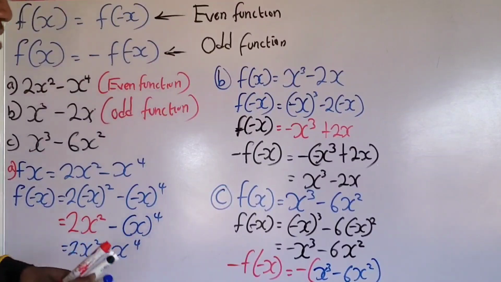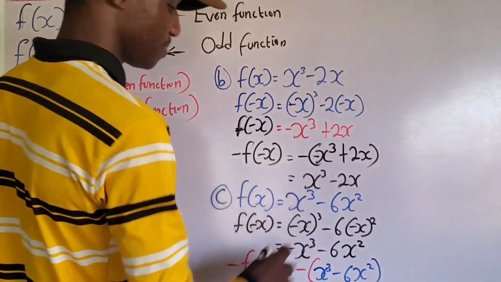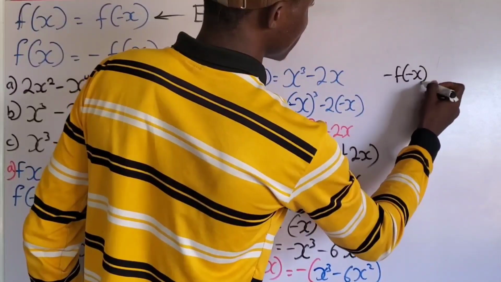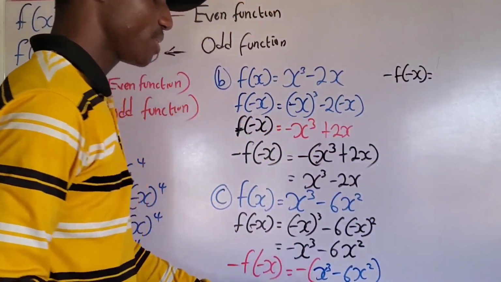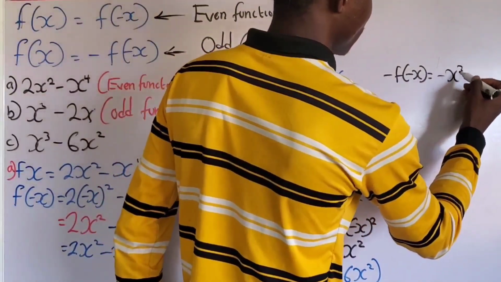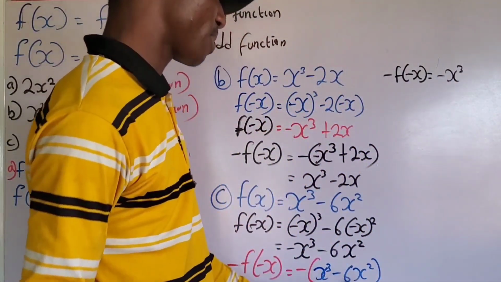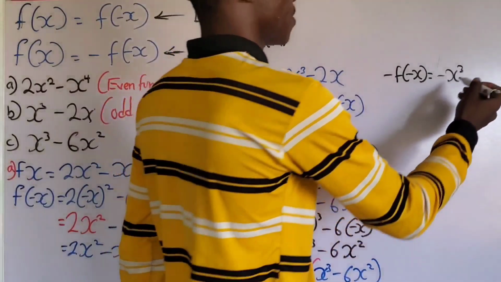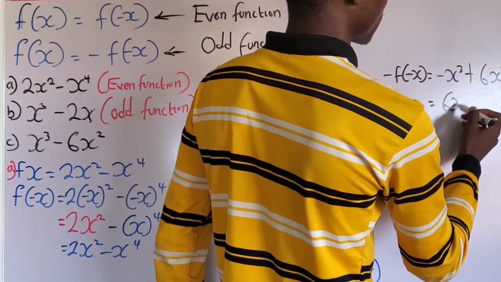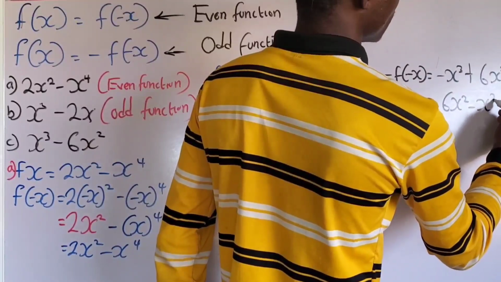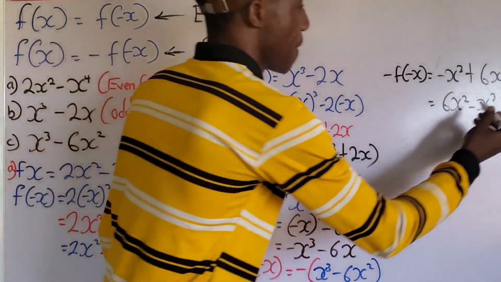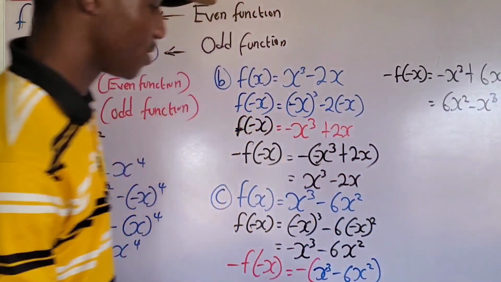Okay, now let us go. For this, I'm going to have minus f of negative x will be equal to minus multiplied by x cubed. That is negative x cubed. Negative multiplied by negative 6x squared, I'm going to have positive 6x squared. So that will be 6x squared minus x cubed. So let us check. We have 6x squared minus x cubed.